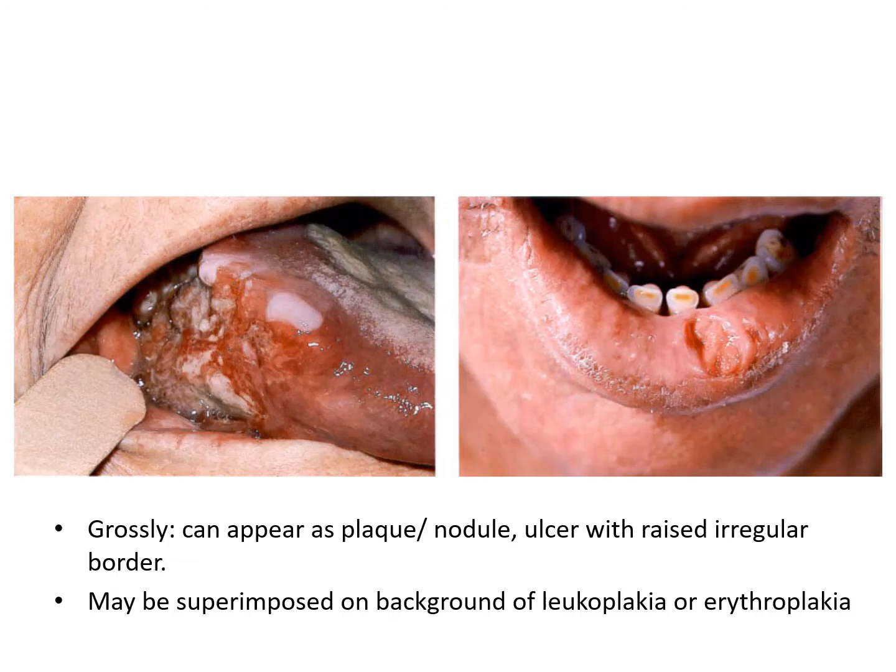Grossly, it can appear as an ulcer, like this one, with raised irregular border, also like here. This is an ulcer, and it can be superimposed on the background of leukoplakia and erythroplakia, just like this lesion.